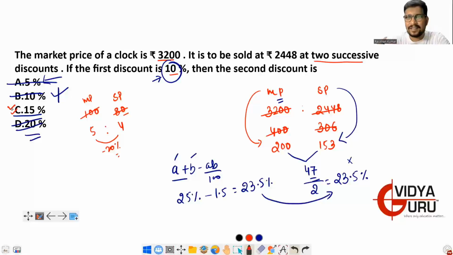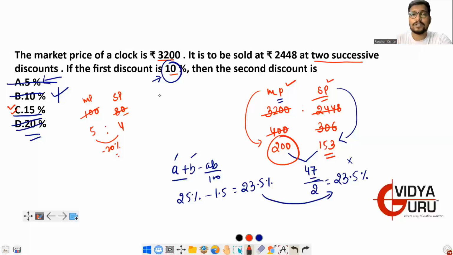Okay, and there are other methods also. If you use the concept of X, then it will take lots of time. Okay, so we have to save the time. So for that, just solve it like this. That's why we have taken the ratio here. We understood the concept that if MP is 200, we are selling it after discount at 150. So just because of this, we are getting a discount of 23.5%.